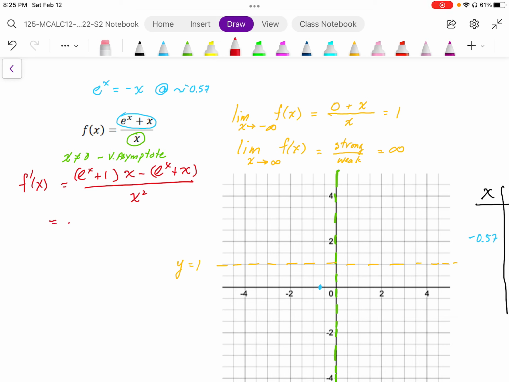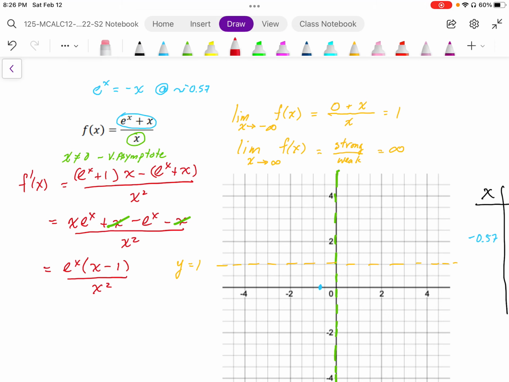Okay, so we can simplify this. We end up with x e^x + x - e^x - x. Those x's cancel out. So we end up with a factored form of this. I'm going to factor that e^x out, so I end up with e^x (x - 1) all over x squared.